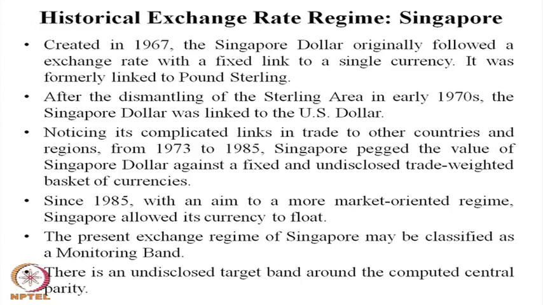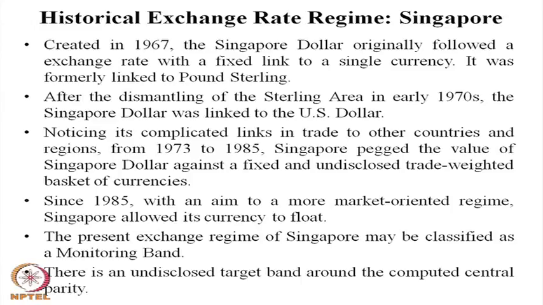In 1967, the Singapore dollar originally followed an exchange rate with a fixed link to a single currency. It was firmly linked to the pound sterling, and it was a fixed regime they practiced. After dismantling the sterling area in the early 70s, the Singapore dollar was dealt against the US dollar. So, in the 1970s, as I mentioned, Singapore adopted an outward development strategy and gave more importance to the export sector. They dismantled the sterling area and linked the domestic Singapore dollar to the US dollar.